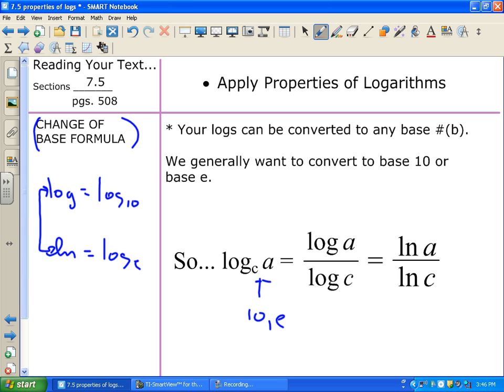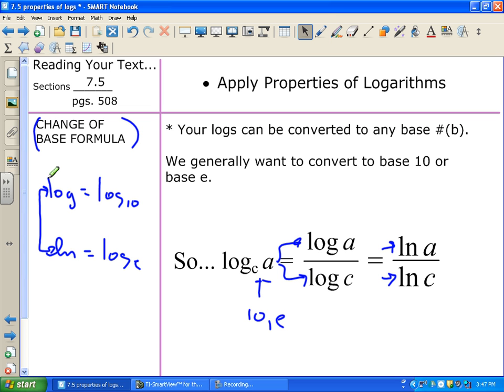And change of base is very straightforward. We just split it into two fractions and give it a new log. So log base c of a will change to log of a divided by the log of c. And we've done our change of base formula. The other thing you can do is you can make it the natural log of a divided by the natural log of c.